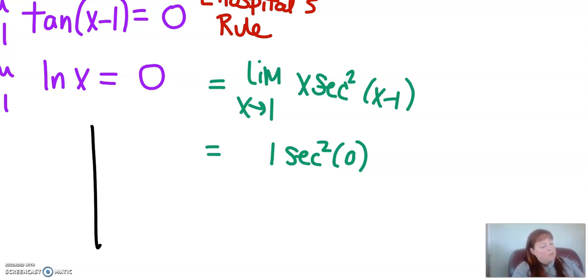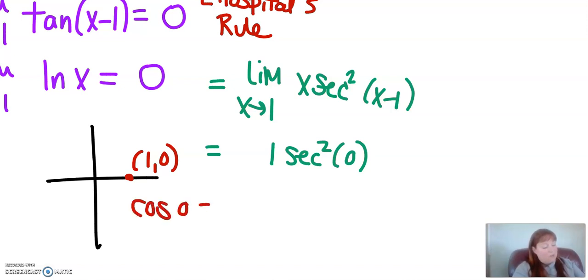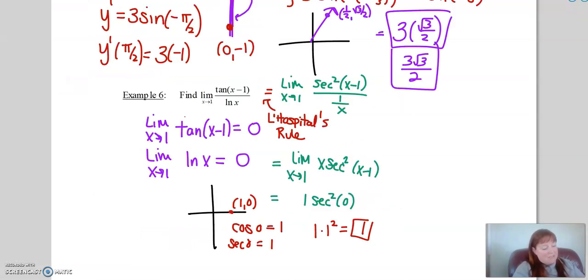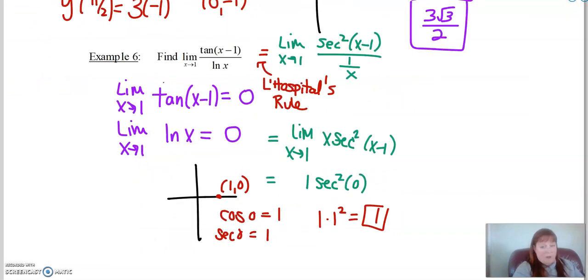Again, we're going to go back to our unit circle and we're going to remember that 0 is right here and this has a point of 1, 0. And secant is the reciprocal of cosine. So the cosine of 0 is 1. Therefore, the secant of 0 is the reciprocal of that, which is also 1. So secant squared of 0 would be 1 squared. So we have 1 times 1 squared, which is just 1. So the limit as x approaches 1 of that whole mess is 1.